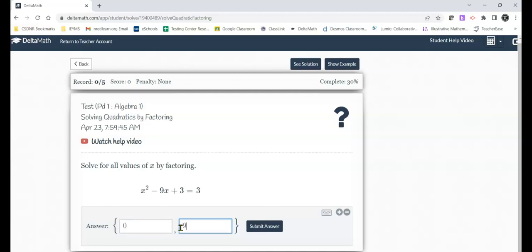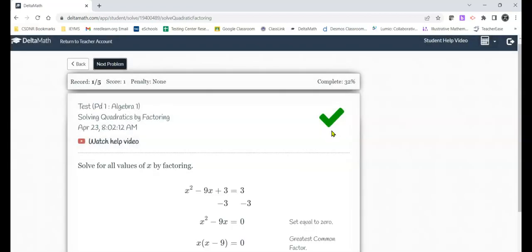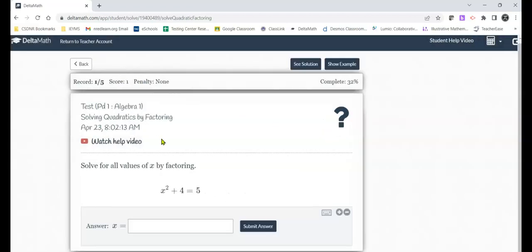0, comma, 9. There it goes. See, as soon as I write the comma, it puts those braces in for me to show that there's more than one possible solution. All right, let's try another one.